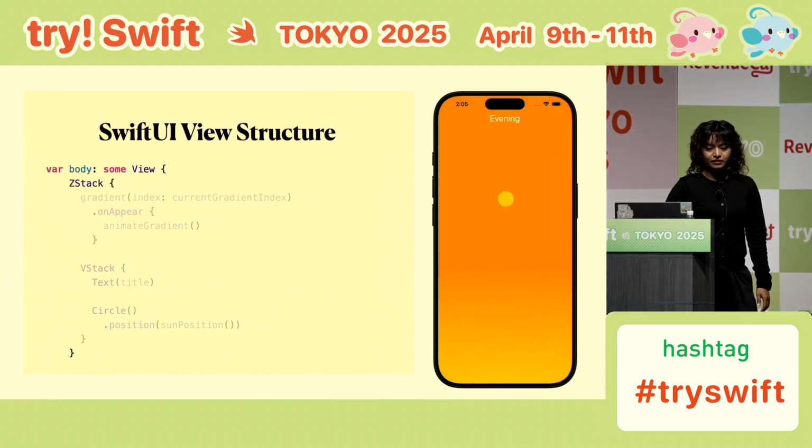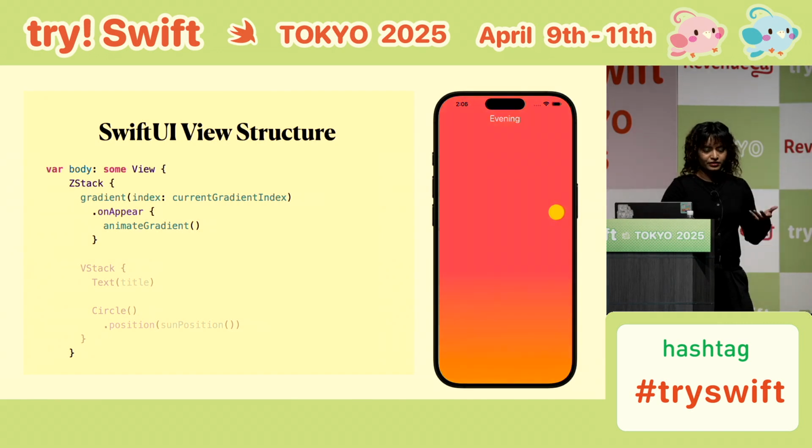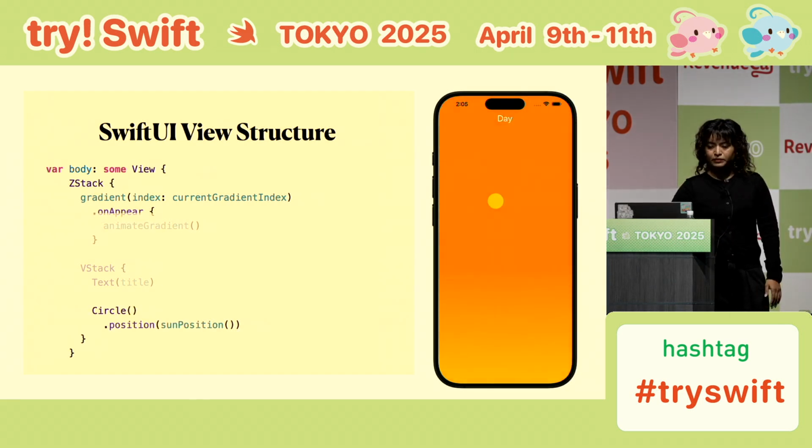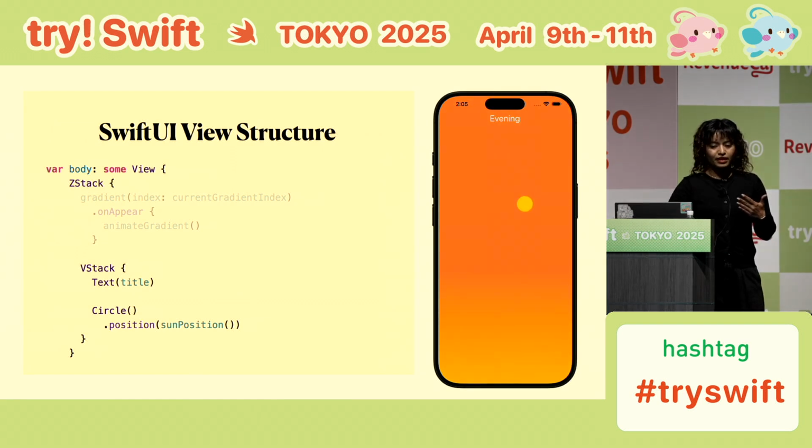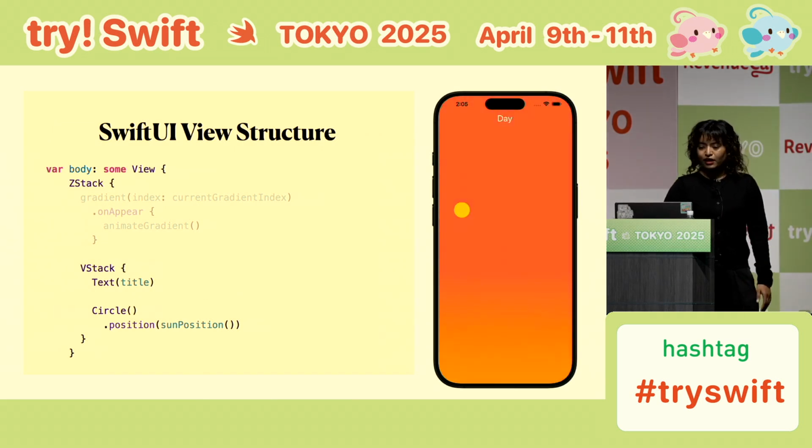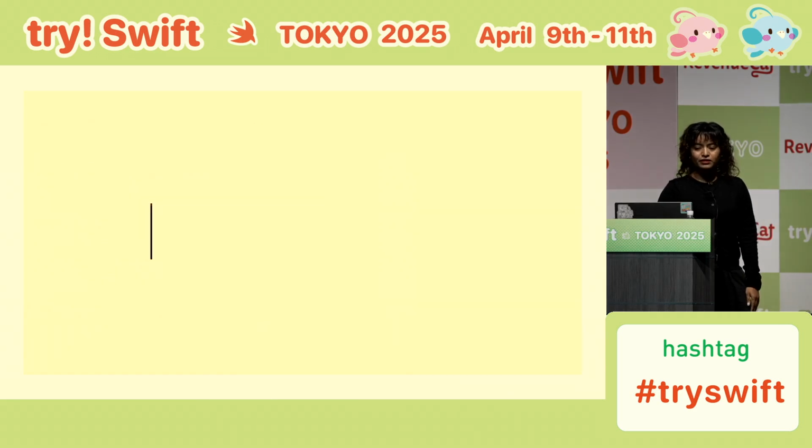It's a ZStack with a gradient in the background, obviously. The gradient here is in a constant state of animation, as you can see. And that gradient is overlapped by a VStack with a text and a circle, which is supposed to look like a sun. I'm sure you got that. Quite simple, nothing so special about it.